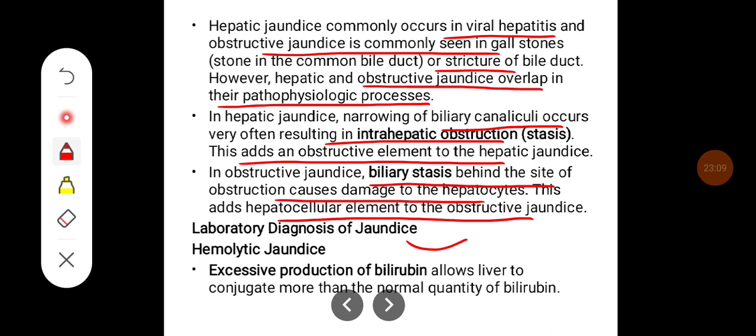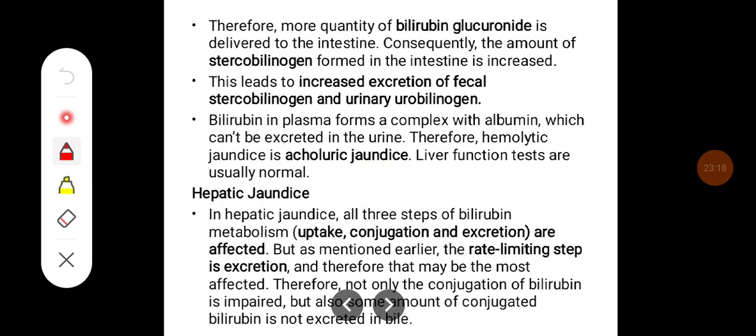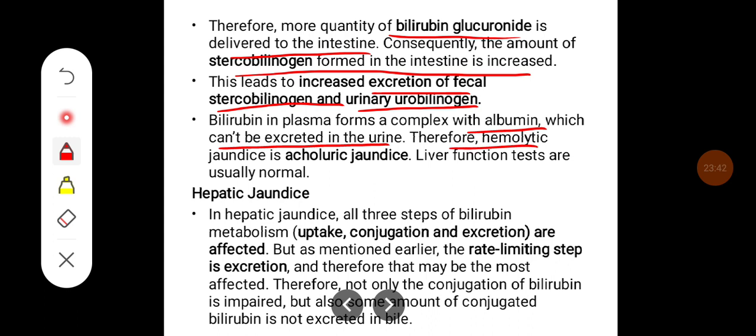Laboratory diagnosis of jaundice. In hemolytic jaundice, excessive production of bilirubin allows the liver to conjugate more than the normal quantity of bilirubin. Therefore, more bilirubin glucuronide is delivered to the intestine. Consequently, the amount of stercobilinogen formed in the intestine is increased. So this leads to increased excretion of fecal stercobilinogen and urinary urobilinogen. Unconjugated bilirubin in plasma forms a complex with albumin, which can't be excreted in the urine. Therefore, hemolytic jaundice is acholuric jaundice, and liver function tests are usually normal.